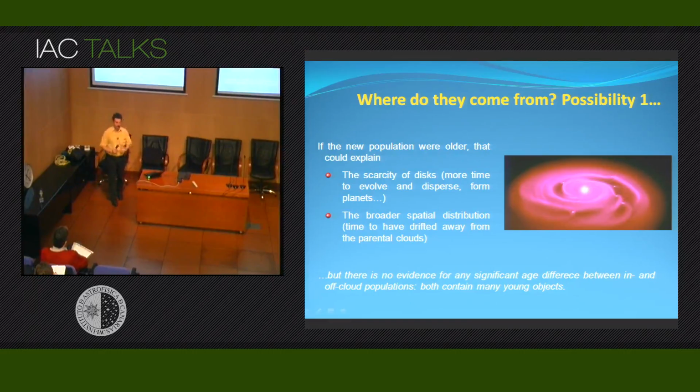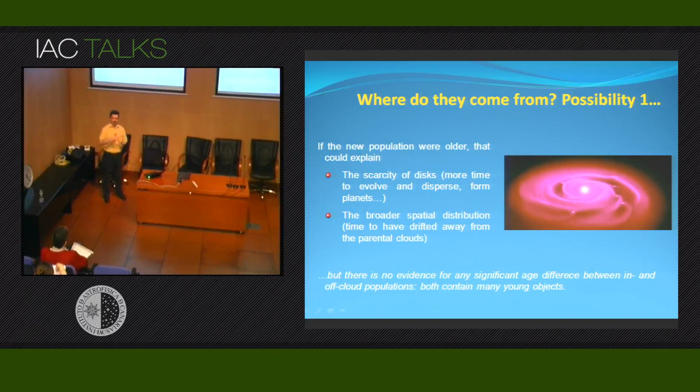The second possibility is that the two populations are coeval, as we infer from our observations, but that the distributed population, the new candidate population, is composed of objects that have been expelled from the clouds by tidal interaction, by close encounters with other cloud members, and expelled out of the clouds, and in the process disturbing and eventually losing their circumstellar disks. So ejection from the main clouds.